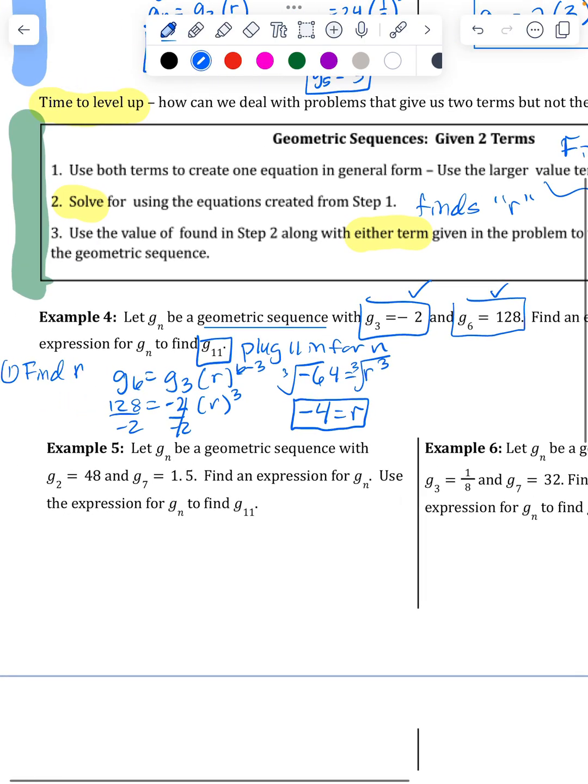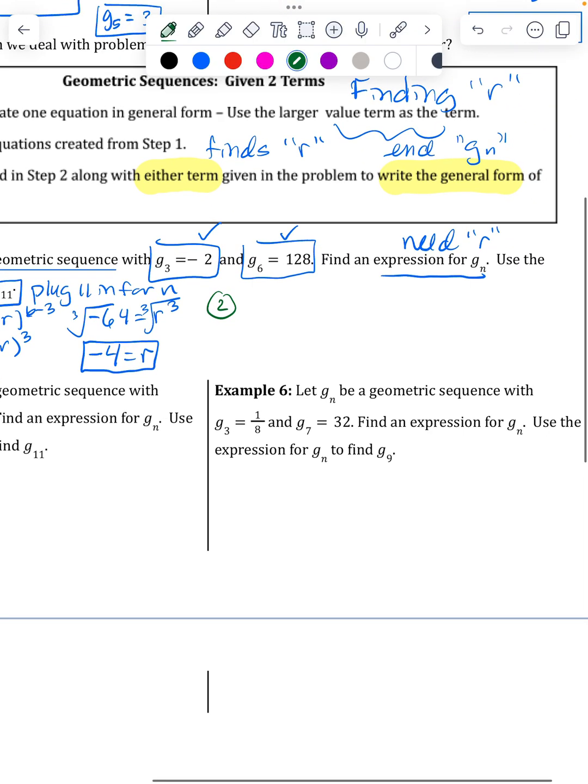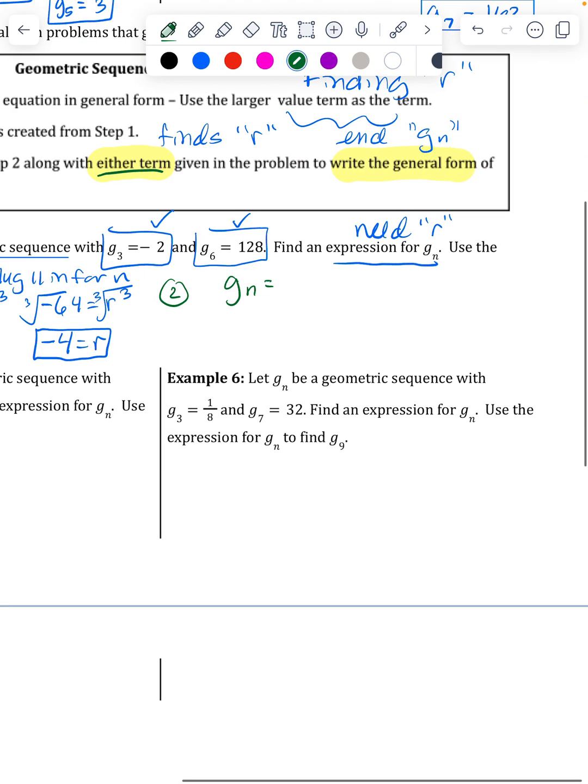Okay, now we're going to move on to step 2, or like our second step. We're going to find the expression. So again, we are back to saying, hey, we need to find a general expression. You can start with either of the numbers given. It says right up here, start with either term. Well, I am going to choose this guy. So I'm going to start at the third term, use my common ratio, n minus 3 times.